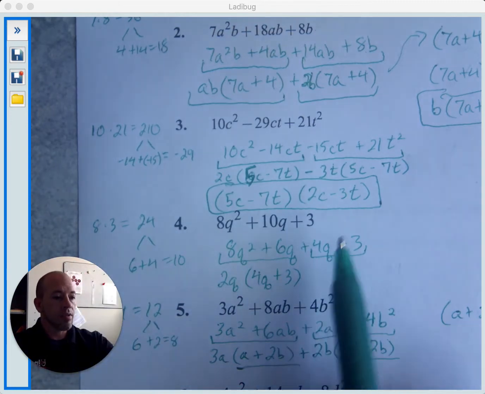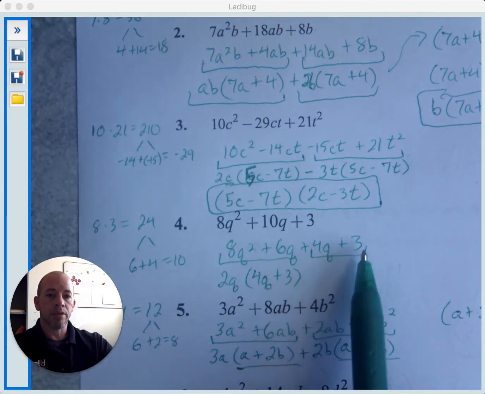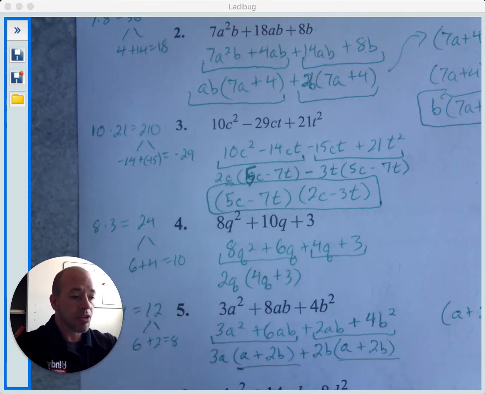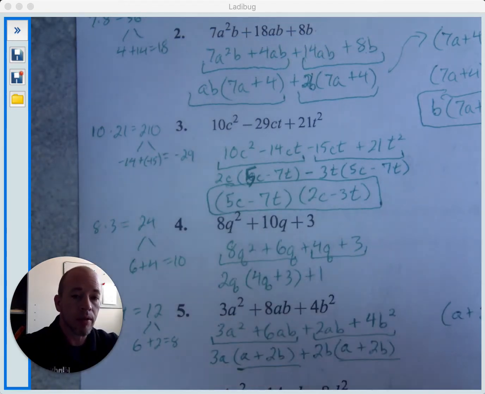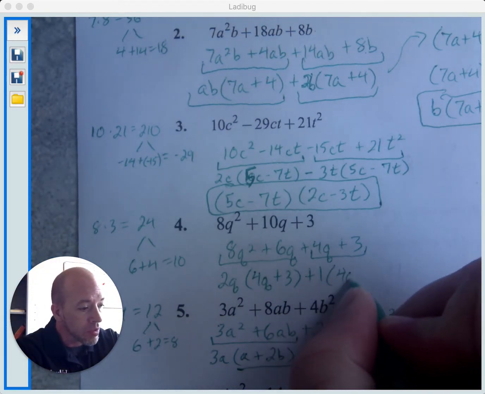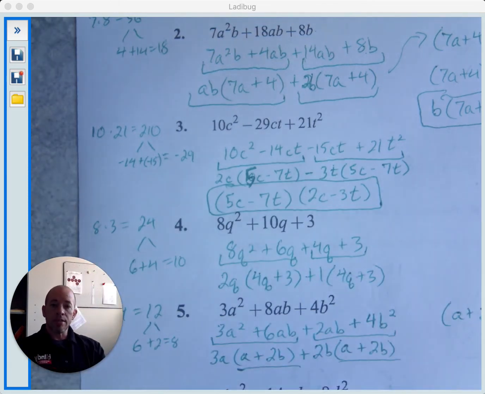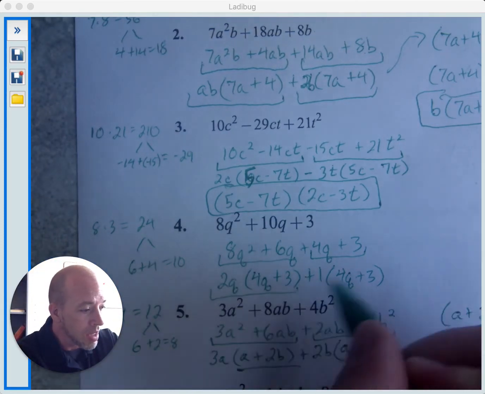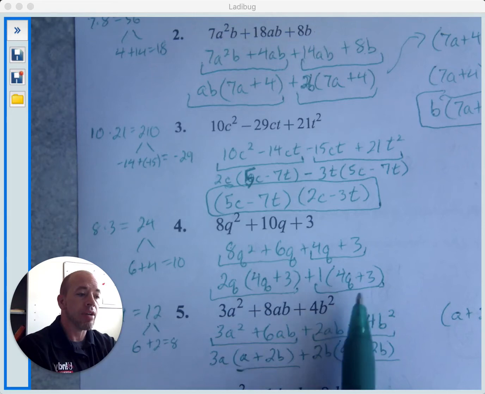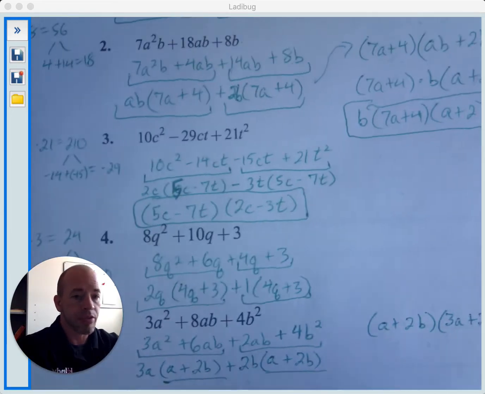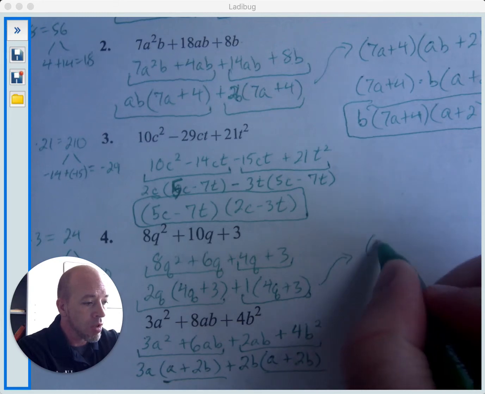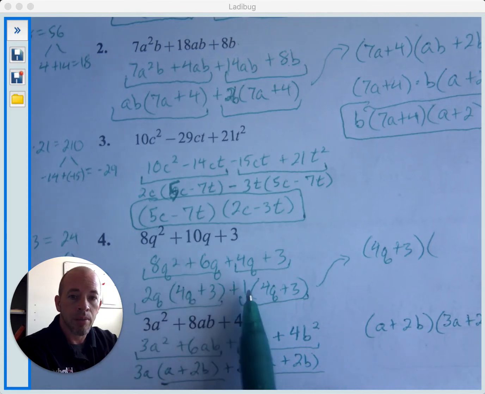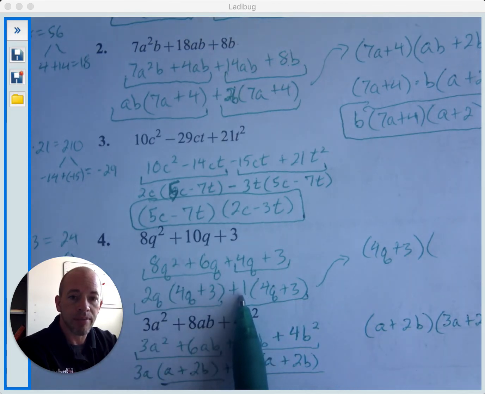Now the next two, if you look at this, you say, well, I can't take anything out of both of those. The only thing you can take out is a 1, right? And if that happens, you actually have to write the 1. So plus 1 times 4q plus 3. Notice in parentheses we still have the same binomial, so we can think of this as a group and this as a group, and we factor out the 4q plus 3 from both of those groups. So your answer then becomes 4q plus 3, and what we're left with is a 2q plus 1. There's the 1 right there.